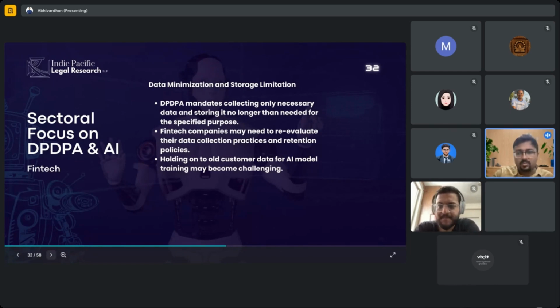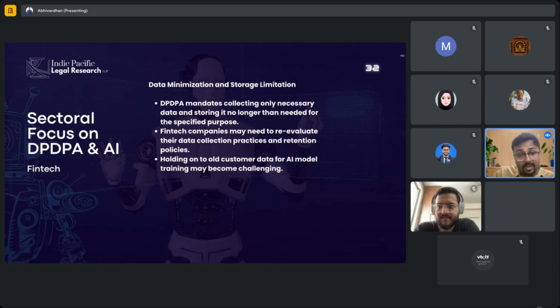And that's why minimization techniques and all these things matter. But we already have some very interesting sector specific understandings under the NPCI and the RBI. So I think, in my understanding, what will happen is that the Reserve Bank of India's regulations, the fintech regulations, will be above the DPDPA.